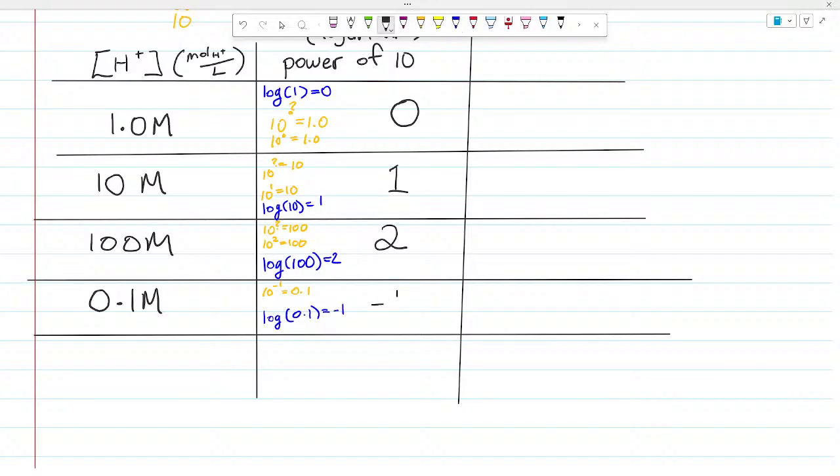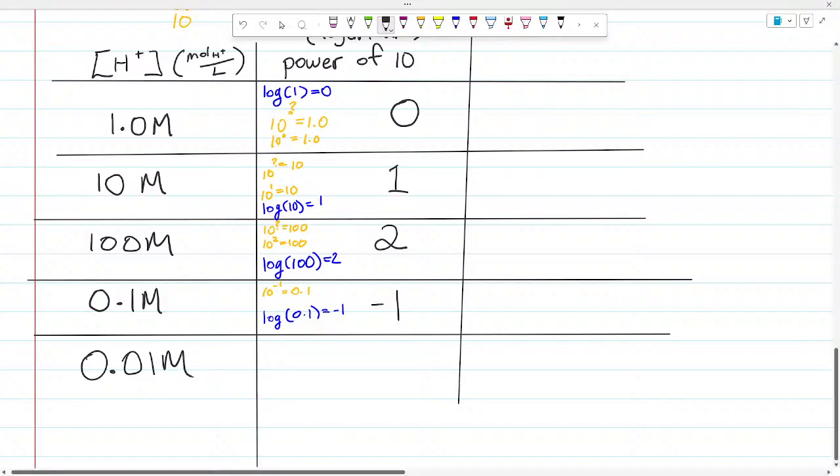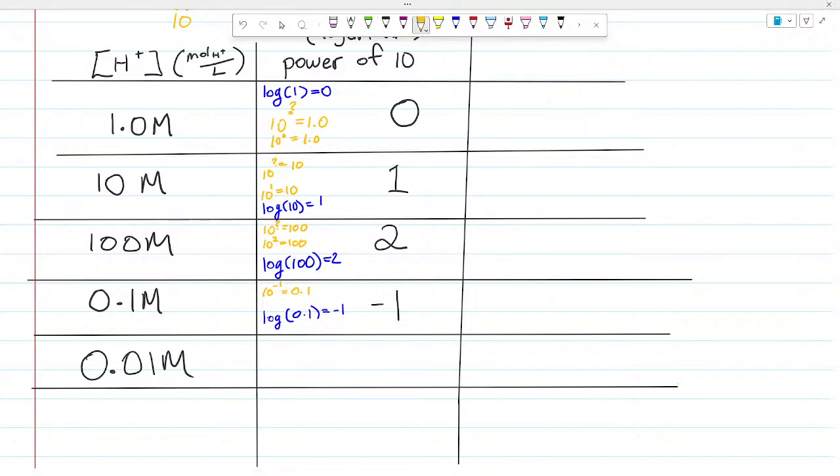Good. If the concentration of your acid was 0.01 molar, what exponent would we have to put 10 to make that happen? Again, this one you can probably do in your head. 10 to what exponent equals 0.01? 10 to -2 equals 0.01. But if you can't do it in your head, no problem. Take your calculator and say log of 0.01, and it should give you -2.